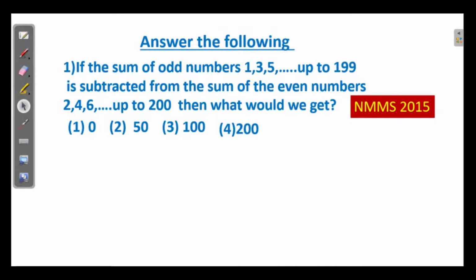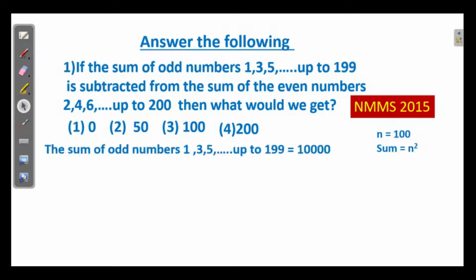have learned, and we have learned the formula n square. Sum is equal to n square. Here n is 100. So, the sum of odd numbers 1, 3, 5 etc. up to 199 is equal to 10,000.